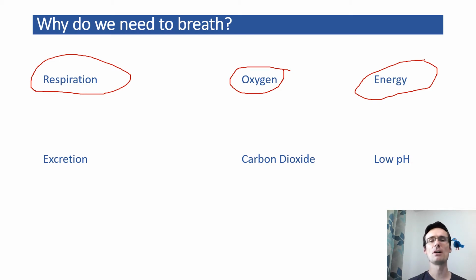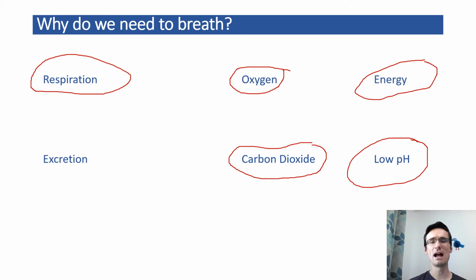And when we do respire, we produce the waste product carbon dioxide, which becomes carbonic acid in our cells and lowers the pH. Therefore we need to remove it from our bodies, which we also do via the lungs, through the process called excretion, the removal of waste products. So why do we need to breathe? Because we need to get oxygen in and carbon dioxide out.